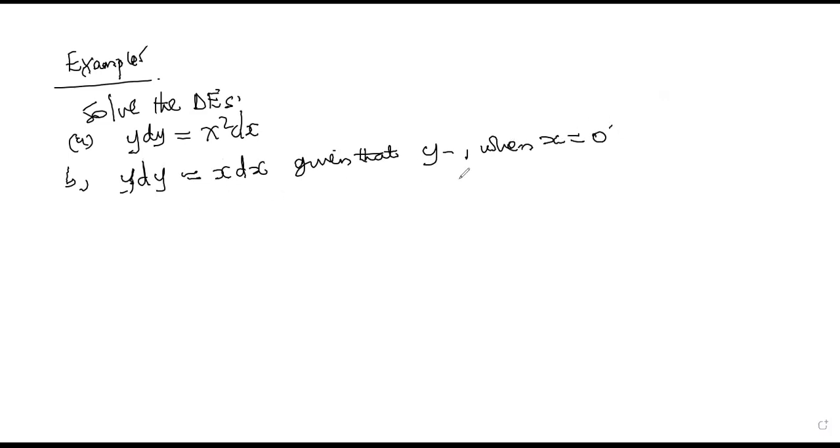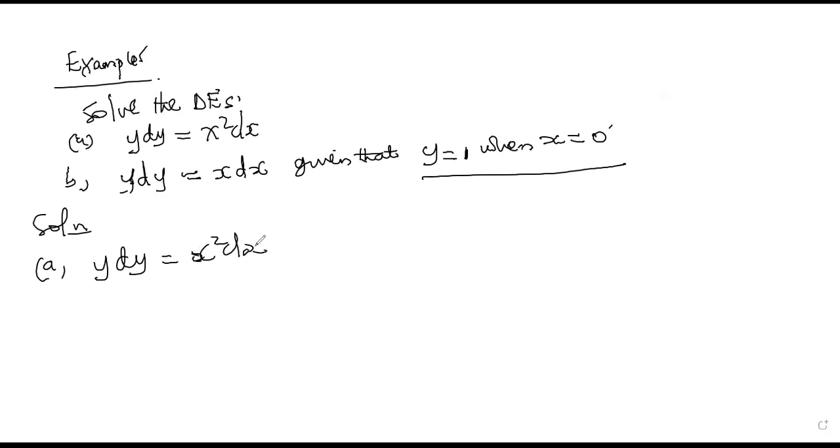The moment they say given that, and they give you these values, these are what we call the initial conditions, meaning that by using this, we are no longer going to obtain a general solution, but instead a particular solution, because you have something to substitute and get the final answer. So to look for the solution very fast, for part A, we are having y dy is equal to x squared dx. If you're given this, it is already separated for you, so just integrate.